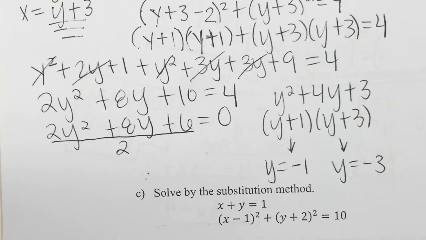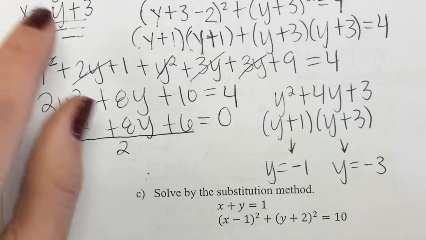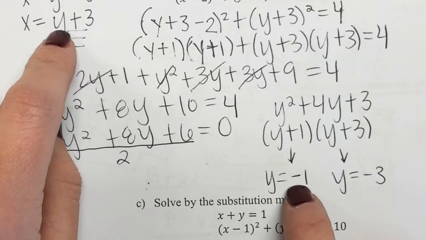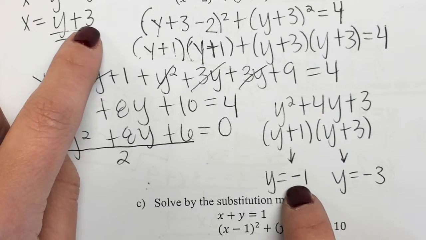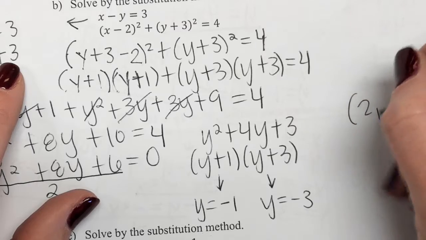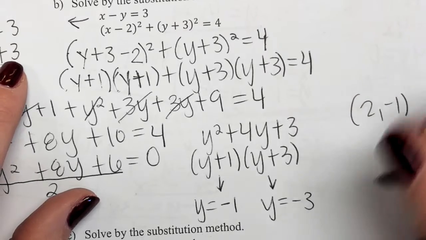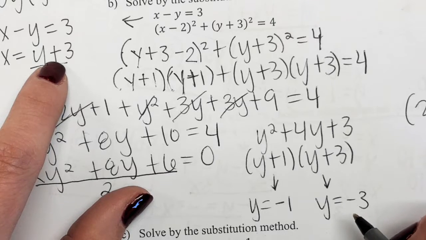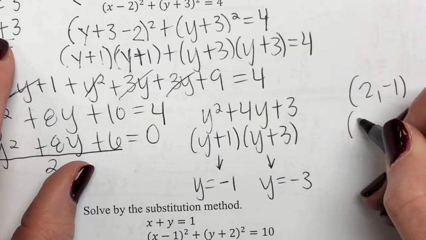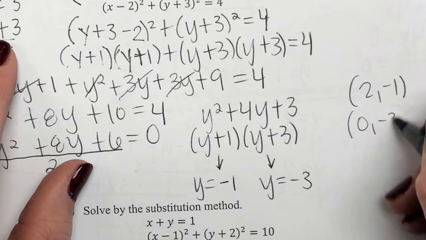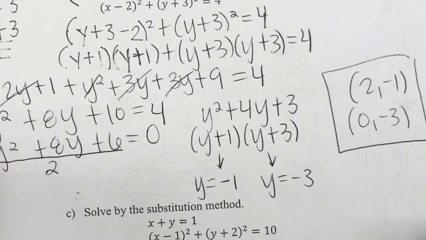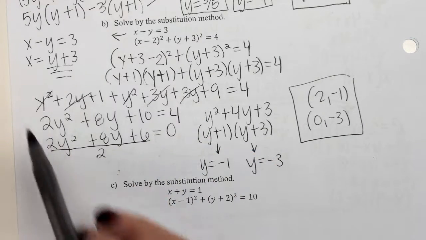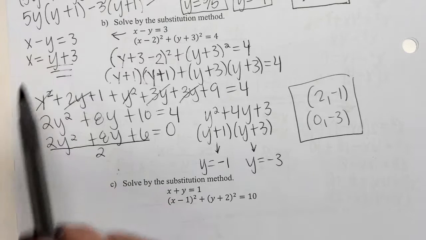And now we just need to plug them in. I would probably plug it into this one that you solved x for. We can just do it in our head. If I plug in negative 1 right here, what's negative 1 plus 3? So our first coordinate point is 2, negative 1. If I plug in negative 3 right here, it'd be negative 3 plus 3, which is what? Good. So my second coordinate point is what? Perfect. So it doesn't really matter which one you plug it back into. You could plug it into the original, Antonio, or this one. This one's just easier because x is already solved for.